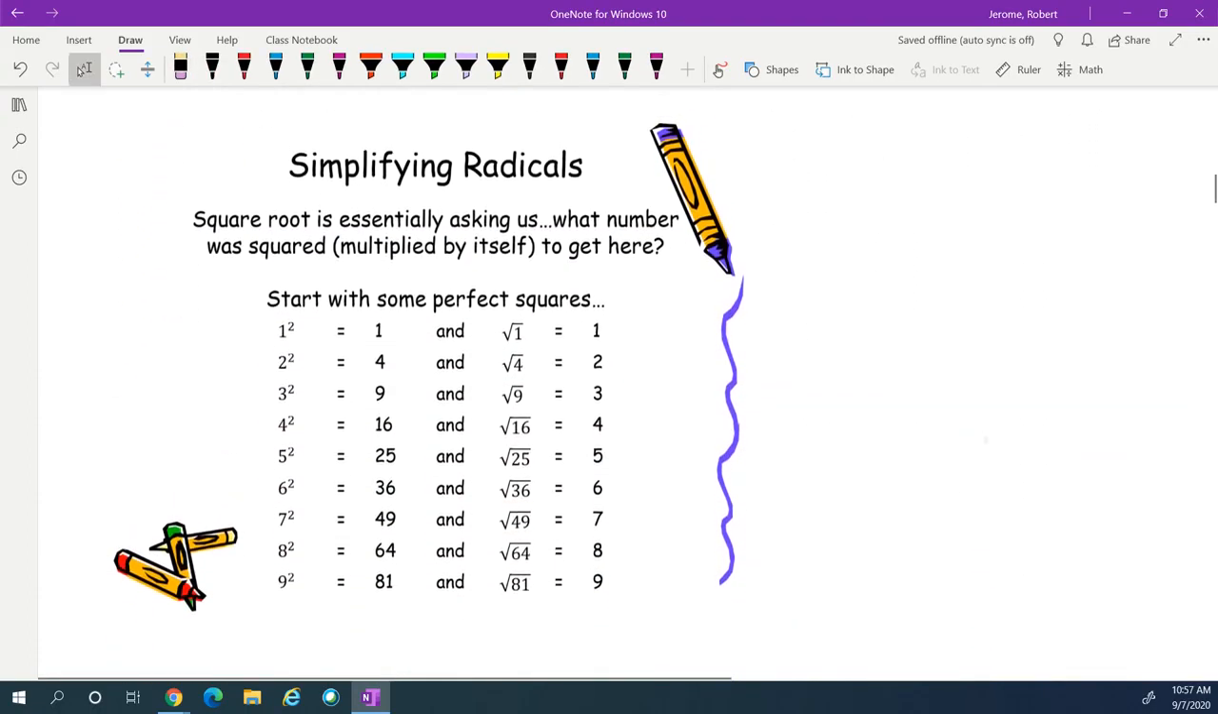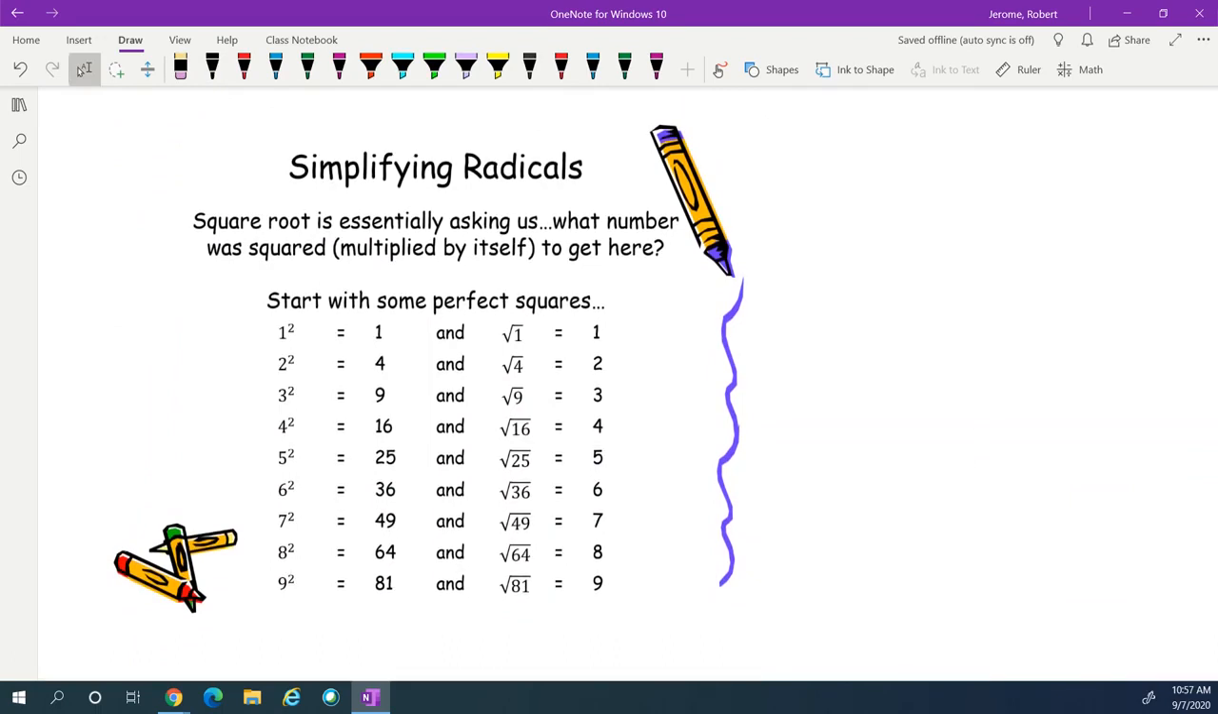All right. So we're working with square roots, and the square root symbol is effectively asking us what number was squared to get here. So think about this in some simple examples. If we look at the square root of 4, it's asking us what number was squared, meaning multiplied by itself, to get a 4. And we know the answer is 2, because 2 squared is 4.